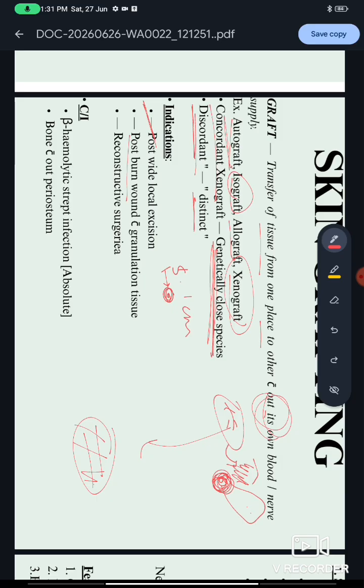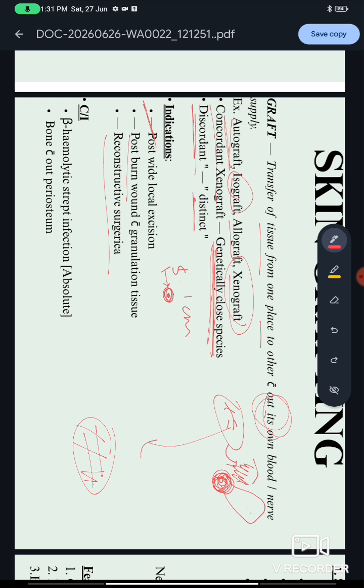Next is post-burn wounds with granulation tissue formation. Next is reconstructive surgeries. For example, after you remove the oral squamous cell carcinoma from the dorsum of the tongue, it needs to be reconstructed. So in reconstructive surgeries, you may use skin grafting.